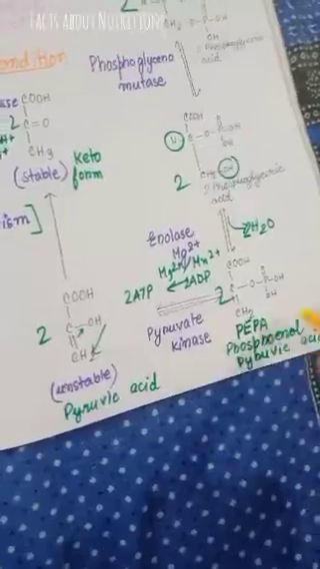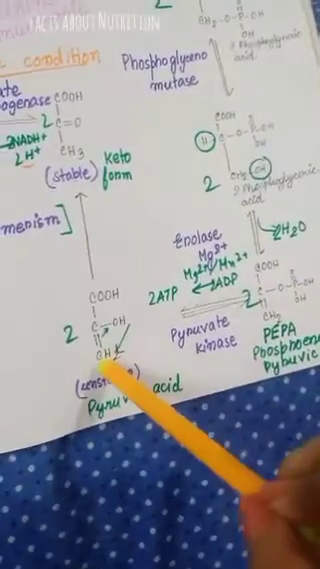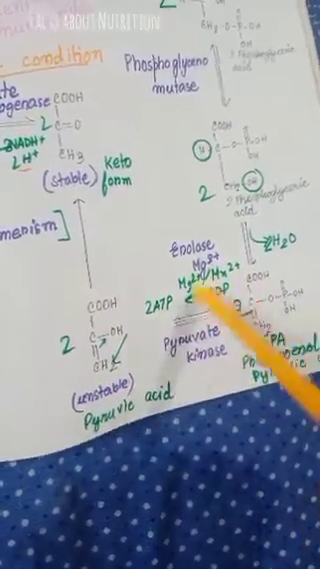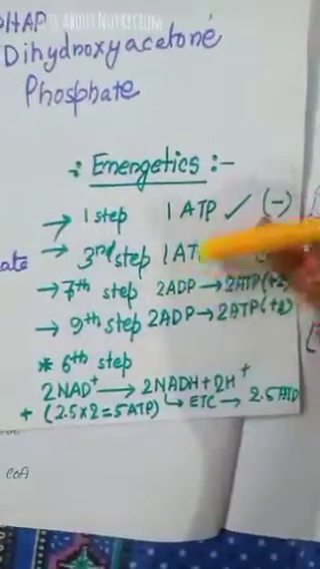In the ninth step, when phosphoenol pyruvic acid is converted to pyruvic acid, again 2 ATP are produced from 2 ADP. So here, see, plus 2.